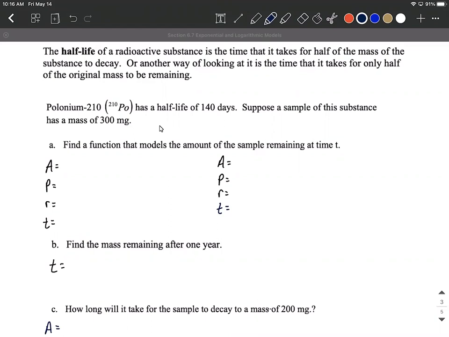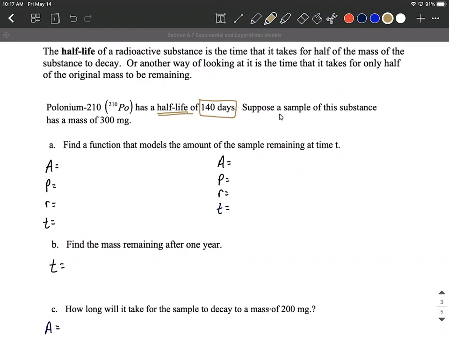So some keywords as we go through this: the half-life, that's pointing us towards the continuously compounded interest formula, or the law of decay is another way to point it out. All of these with that keyword half-life are also going to use that A equals P times e raised to the rt formula. Okay, the half-life though is 140 days. We always want to start with the half-life information. Please always start with this information in your initial setup.